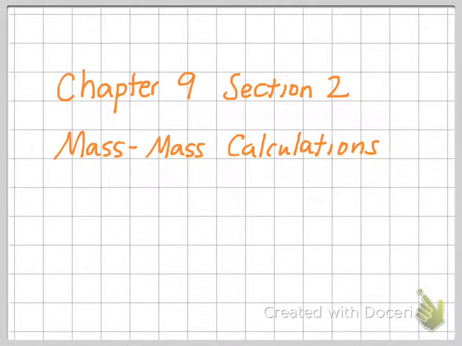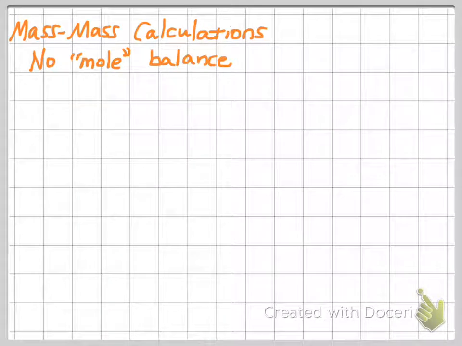Hello, chemistry students. Here's another section of Chapter 9, Section 2, focusing on mass calculations. So we're going to start by talking about mass calculations. Now, remember, it would be helpful if you have your chemistry toolkit out and in front of you. And remember the tools you have on your toolkit.